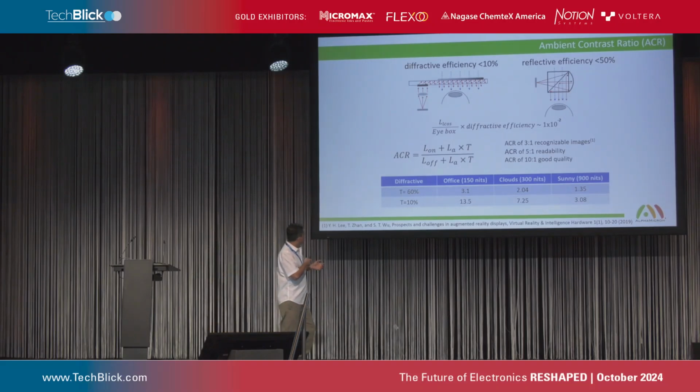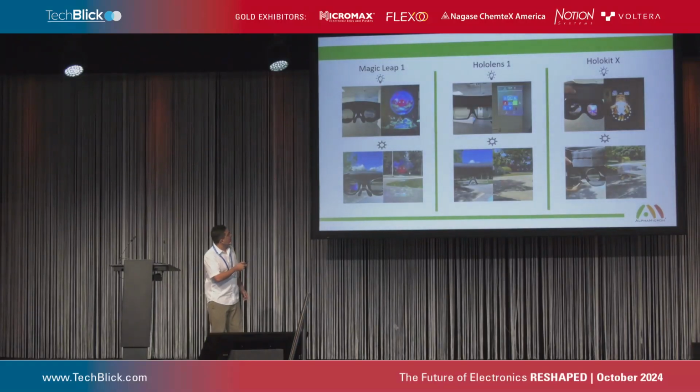Now, if we test it with a 10% transmission filter, like very dark sunglasses, outside, you get the ACR of 3, but inside, which is going to be higher, but you don't want to be walking with sunglasses indoors, right? So this image here shows 3 different AR hardwares. The first 2, the Magic Leap and the HoloLens, those are diffractive-based. And the third one is reflective-based.